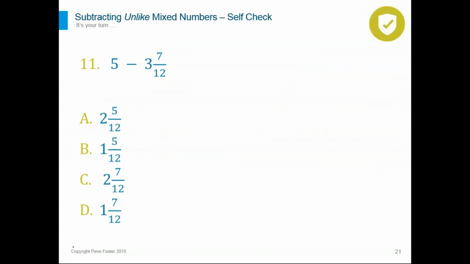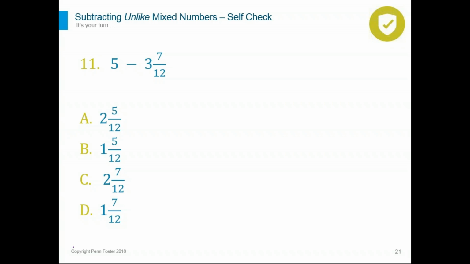This is the last question, I promise. Again, 5, a whole number, minus a mixed number, 3 and 7 over 12. How can we do that? It's a subtraction, so we have to do more steps than if it were an addition problem. What do you think? How can you do that? Write down the problem, do the same steps, and then decide on your answer.